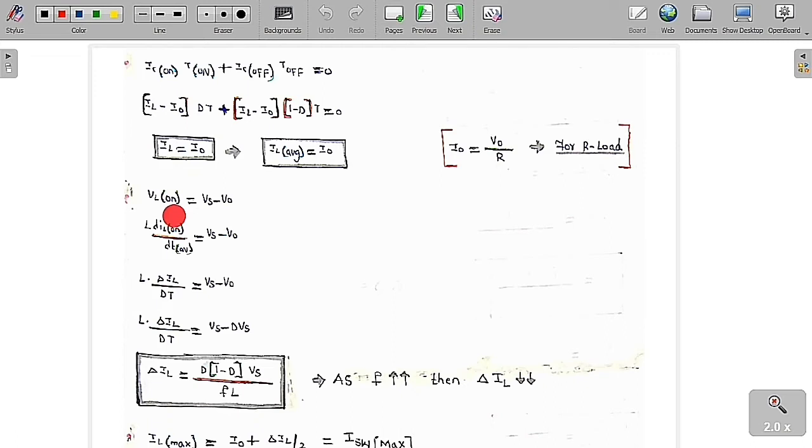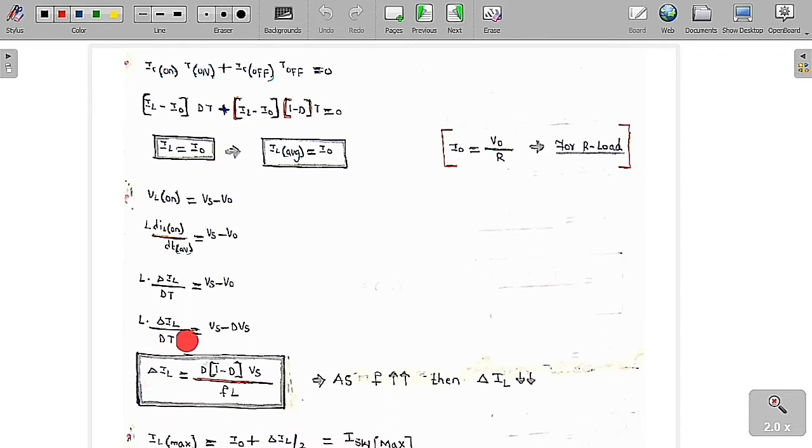So during this on period, the current in the inductor is changing from IL minimum to IL maximum. Therefore, if you apply the equation for the voltage across the inductor, L into dIL by dt on is equal to Vs minus V naught. The amount of change in inductor current is the ripple current, which is delta IL, and the time for this is T on. So L into delta IL by T on is equal to Vs minus V naught.